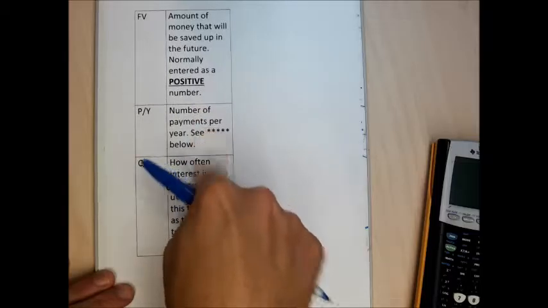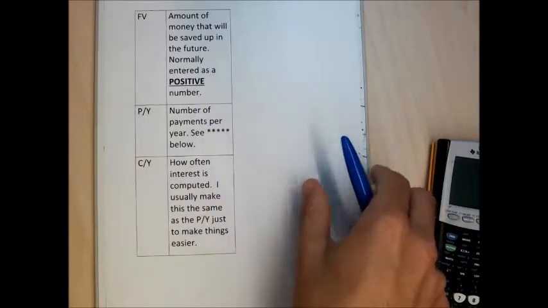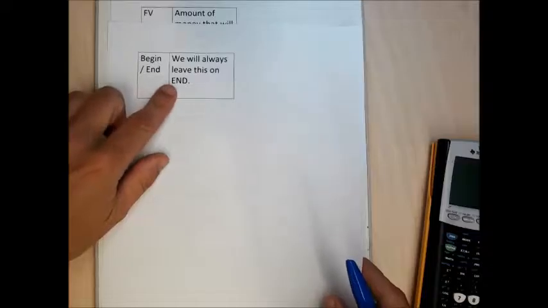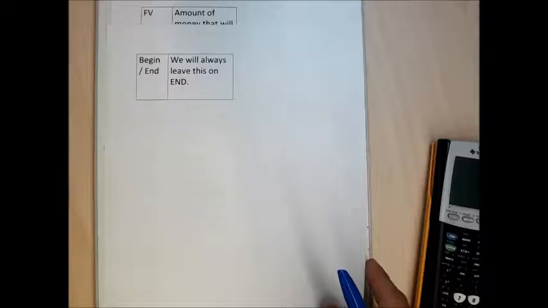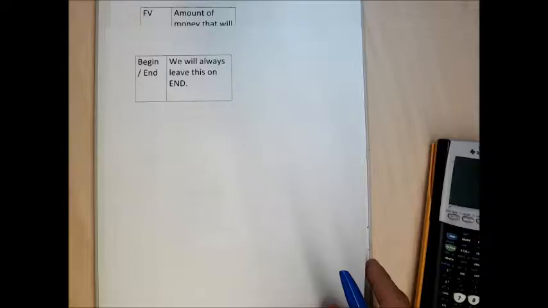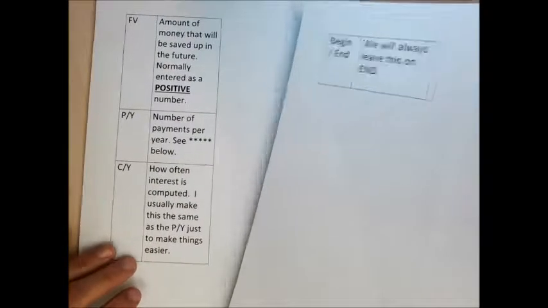And then the PY and the CY I talked about already. And that ugly begin end, we're just going to leave it on end. Remember, for car payments, if you put it on begin, that would assume your first payment is due the day that you buy the car and not a month later. Similarly, if you put it on begin, it would assume that the first time you pull money out when you retire is the day that you retire and not like 2 weeks afterwards. Again, that's kind of a weak explanation, but it's adequate. For our class, we'll always leave the bottom on end.